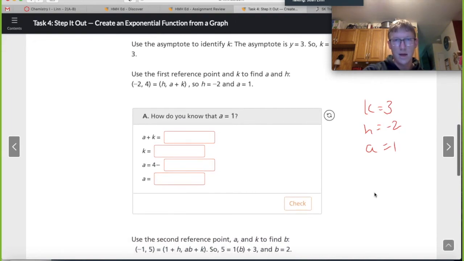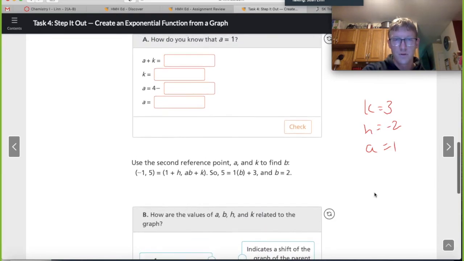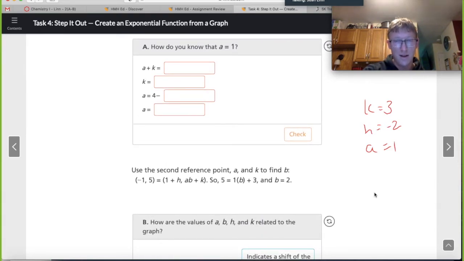So how do you know that a equals k? You guys saw me do the algebra on the screen. So now we can use the second reference point, a and k, to find b. So again, here's our second reference point, and that reference point is going to equal 1 plus h. So we kind of already know that. Oops, I got rid of all my other ones. So we don't necessarily need that. We already know what h is. We can use that to check things.